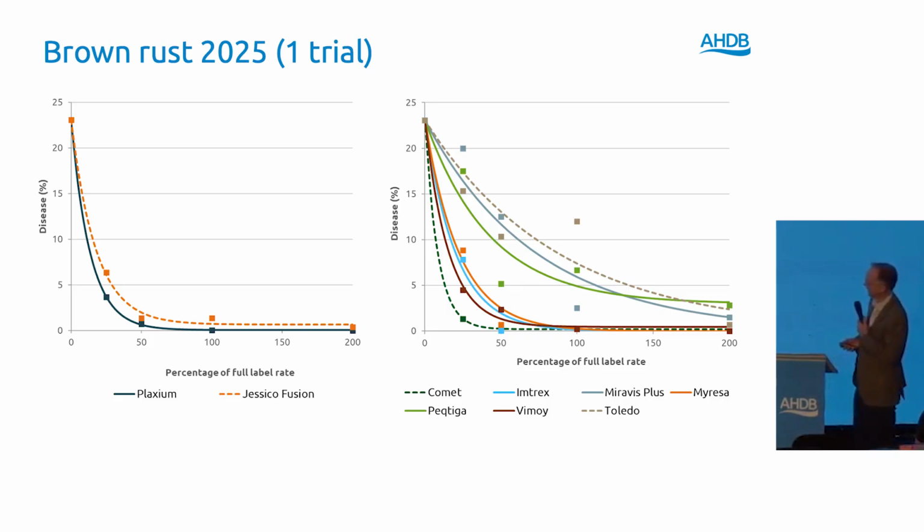Looking at the left-hand side, Plaxium is likely to be very, very good. Those contain isoflucipram, so likely to be very, very good on brown rust, and they are.